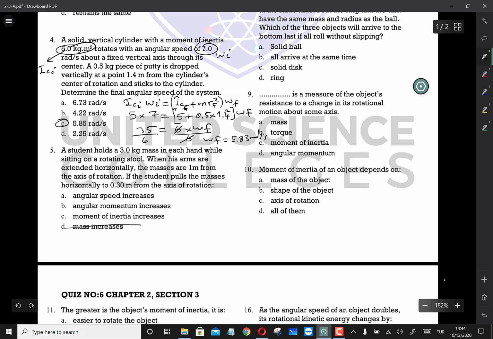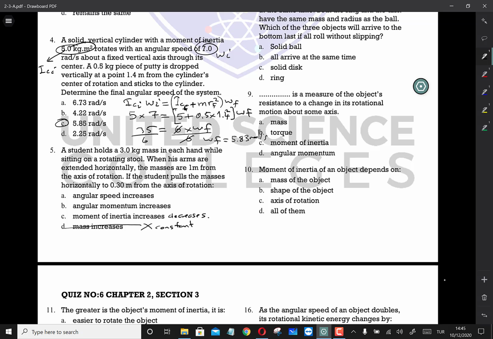Mass cannot increase. We know that mass is the amount of matter, so this is not correct. Moment of inertia does not increase, because when you pull the arms closer to the axis of rotation, moment of inertia decreases, because the distribution of mass becomes closer to the axis of rotation.